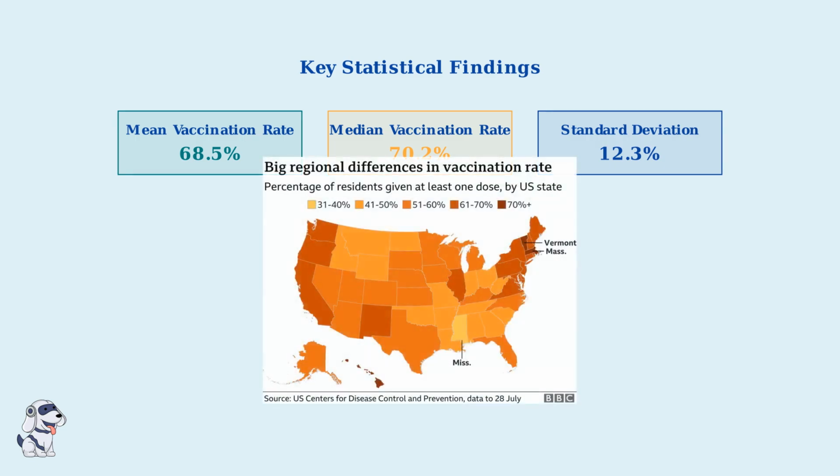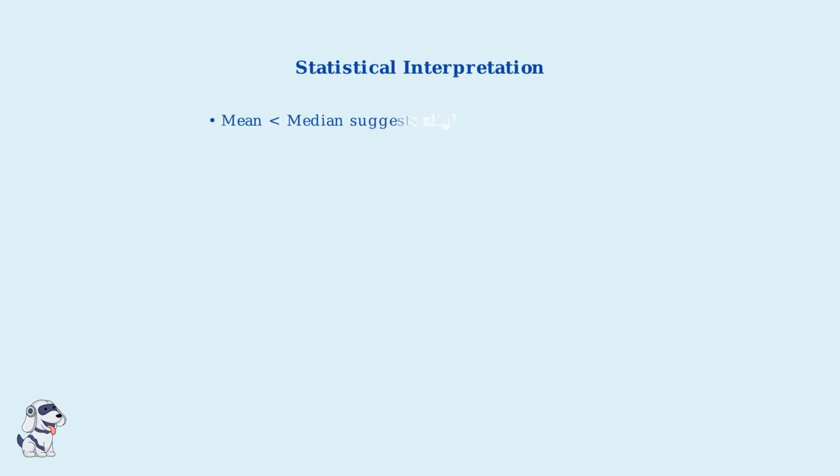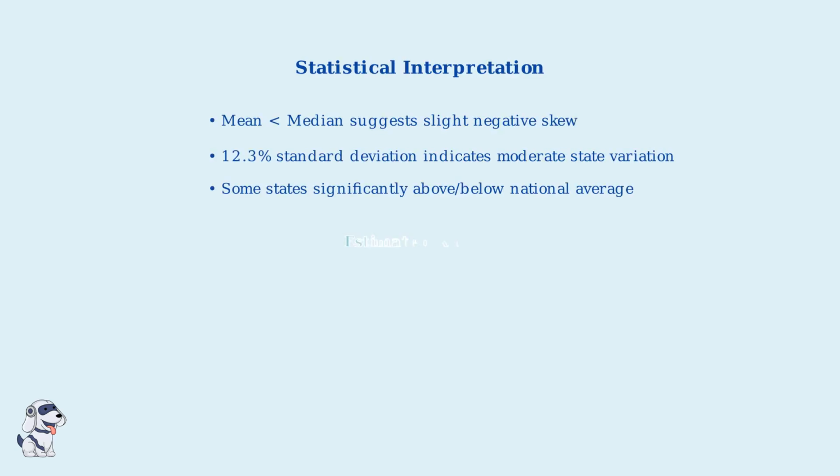This map visualizes the vaccination rate variations across states. Darker colors represent higher vaccination rates, while lighter colors show lower rates. We can clearly see the geographic disparities that contribute to our calculated standard deviation. The statistical interpretation reveals several important insights.